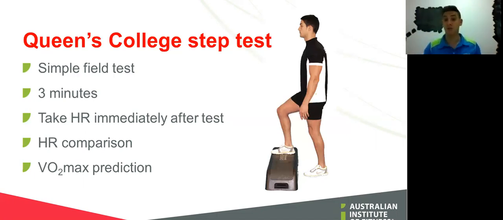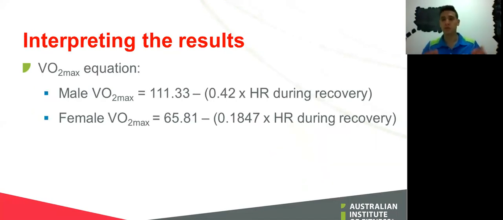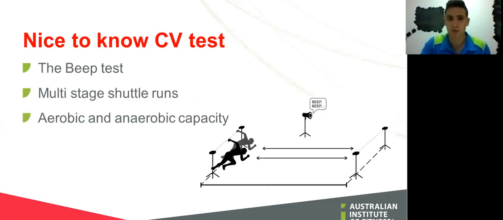Okay, if you are feeling really mathematical, there is actually a VO2 max prediction equation you can use for the Queen's College step test to predict your client's VO2 max. So there it is. All you pretty much have to do is just pop their heart rate in after they are recovered from the test. Okay, so pretty much as soon as 3 minutes is on, bang, heart rate's in, and then you just pop it into the equation to predict VO2 max.